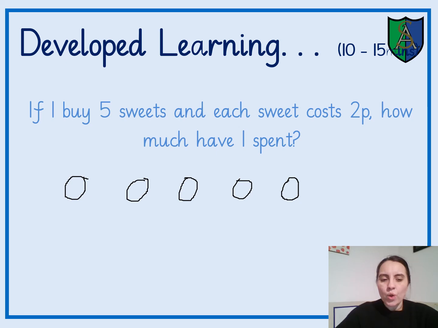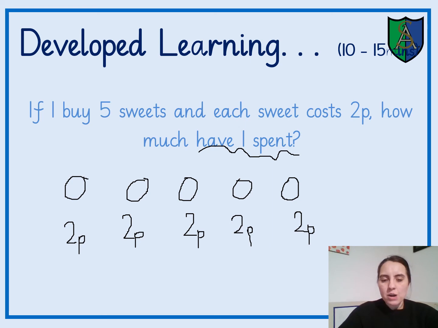Now my sweets all cost 2p each. So that one costs 2p, that one costs 2p, this one does, and the final two cost 2p too. Okay, so what I'm going to do now is I need to work out how much I have spent all together, okay? So I need to count how much this would cost. So I'm going to do 2, add 2, add 2, add 2, add 2.